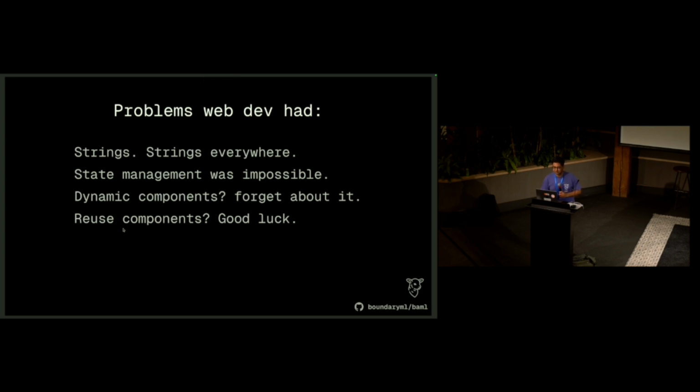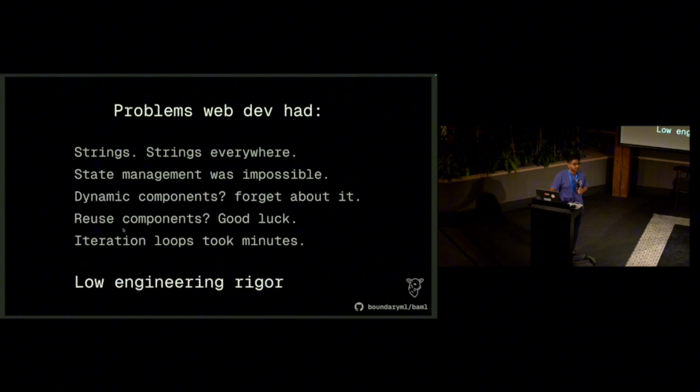Websites look like GeoCities for a reason. And the important thing that people don't think about is how much faster the iteration loop got with React. Instead of having to go and reload your whole website, you press Control S, and your website just hot reloads that one component. The difference is engineering rigor.